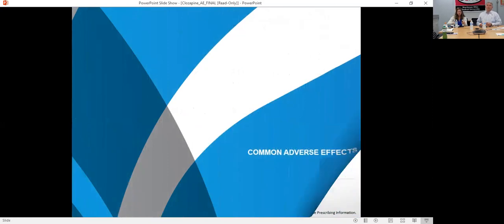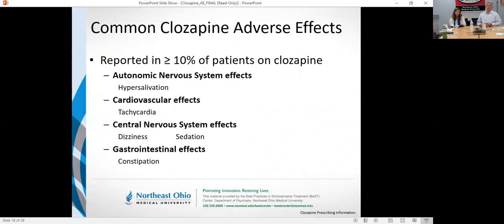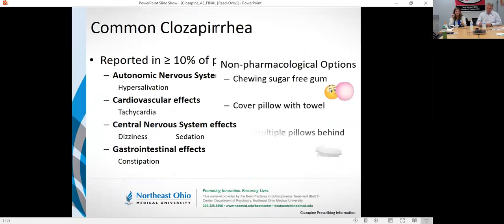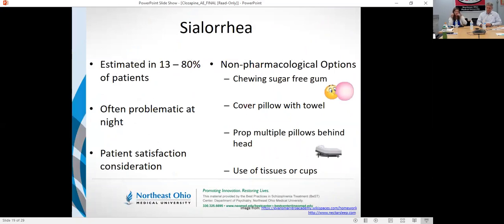So those are our most significant adverse effects. We're going to shift to the most common adverse effects. Again, these are those that are consistently reported in 10% or more of patients who are on clozapine. The first, and I listed these in alphabetical order by the category in which they were described in the package insert, is hypersalivation. The hypersalivation incidence has been widely variable. It's been estimated in as low as 13% and as high as 80% of patients.